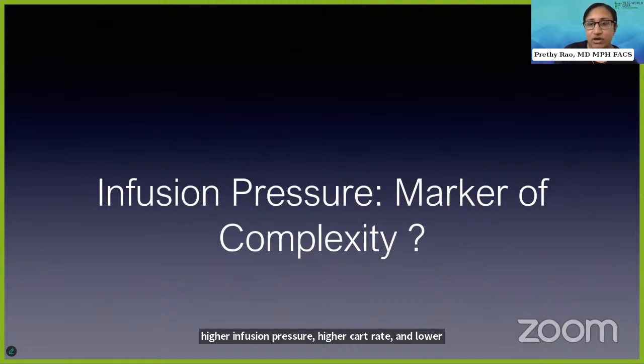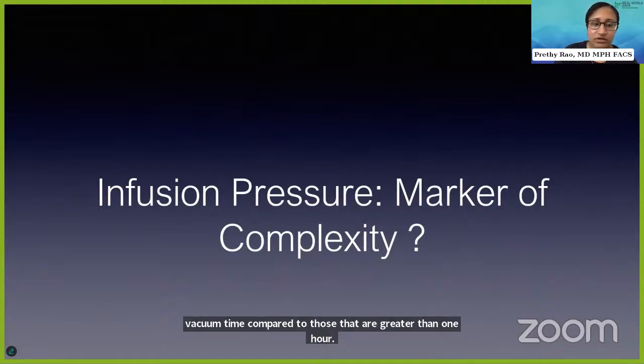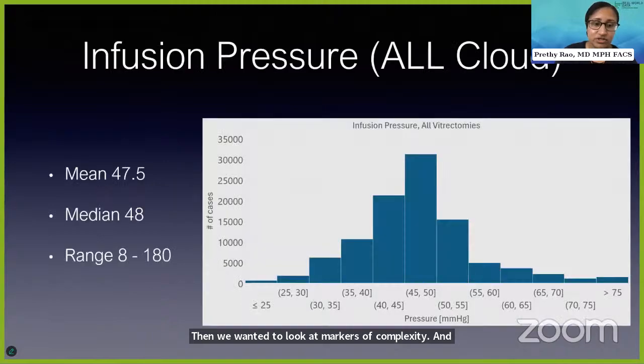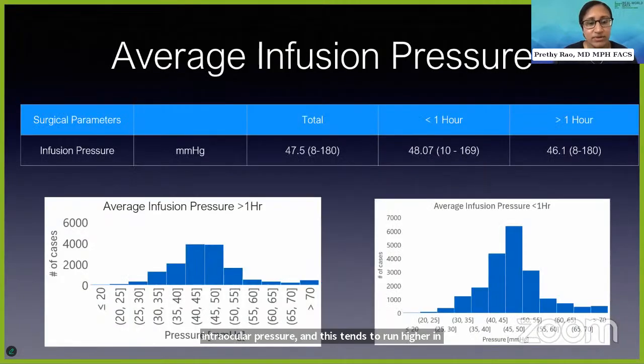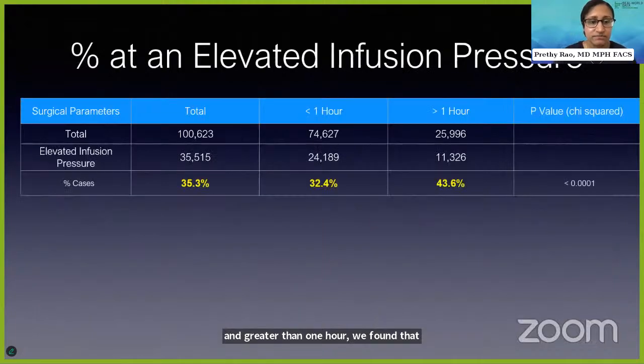Then we wanted to look at markers of complexity. One marker we looked at is infusion pressure. The mean infusion pressure is 47.5 millimeters of mercury. This is not to be confused with intraocular pressure, and it tends to run higher in this particular machine compared to other machines. When we break it down by less than 1 hour and greater than 1 hour, we found that surgical cases less than 1 hour tend to have higher infusion pressures.